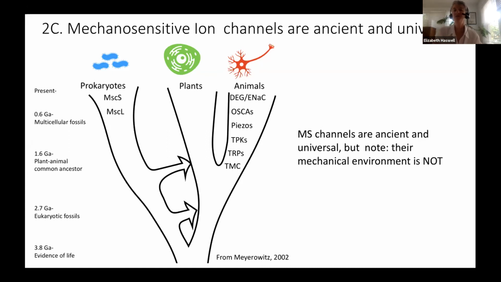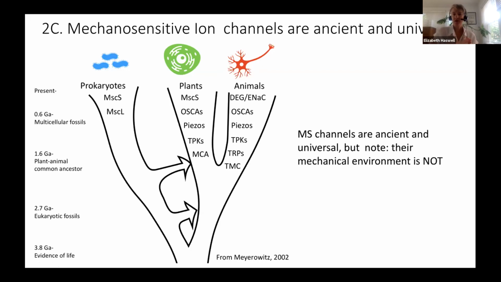Plants are cool because they have some of each of those. Plants have MscS-like channels, so channels that are related to these prokaryotic ones. These are the channels that my lab mostly works on. They also have some channels that are homologous to animal channels, so OSCAs and Piezos. In fact, this OSCA family was first discovered in plants. And then there are some plant-specific channel families like the MCA channels. So there is some cool evolutionary history to study here. One thing that my lab is really interested in is how the Piezo channels are functioning in plants. I can tell you about that offline sometime.